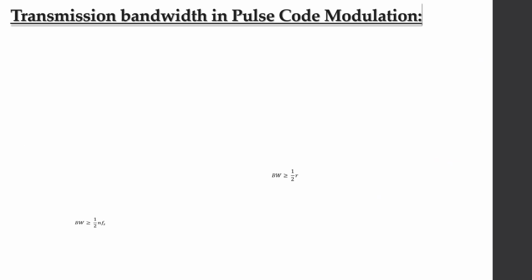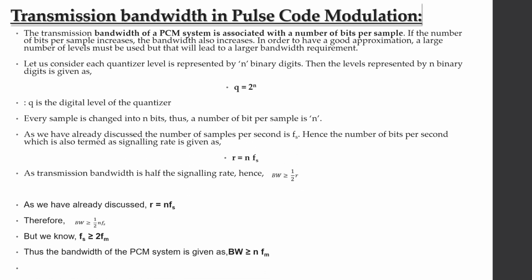Then we come to transmission bandwidth in pulse code modulation. The transmission bandwidth of a PCM system is associated with the number of bits per sample. If the number of bits per sample increases, the bandwidth also increases. In order to have a good approximation, a large number of levels must be used, but that will lead to a larger bandwidth requirement. Let us consider that each quantizer level is represented by n binary digits. Then the number of levels is given as Q = 2^n. Q is the number of digital levels of the quantizer.